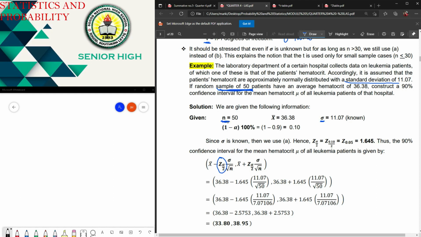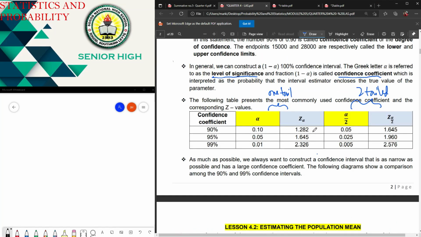So n is equal to 50. Next, we have another clue here, the mean, which is 36.38. Then construct a 90% confidence interval. So we have 1 minus alpha times 100%, and remember that 90% is just equal to 0.9. So 1 minus 0.9 is 0.10. Go back to the first page: that is your alpha, 0.10.